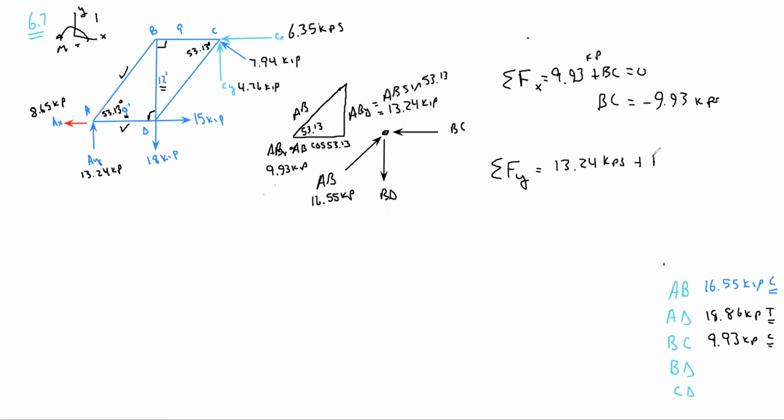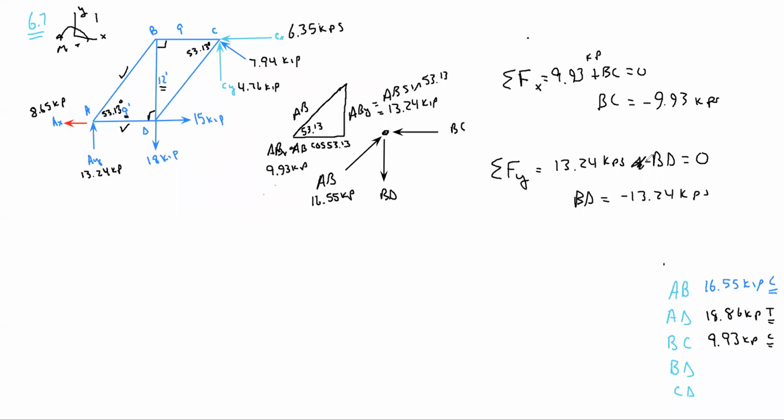Big surprise. It looks like I guessed the direction for BD is also incorrect. BD is equal to negative 13.24 kips. That indicates I have the direction for BD. I actually have an issue in my annotation.